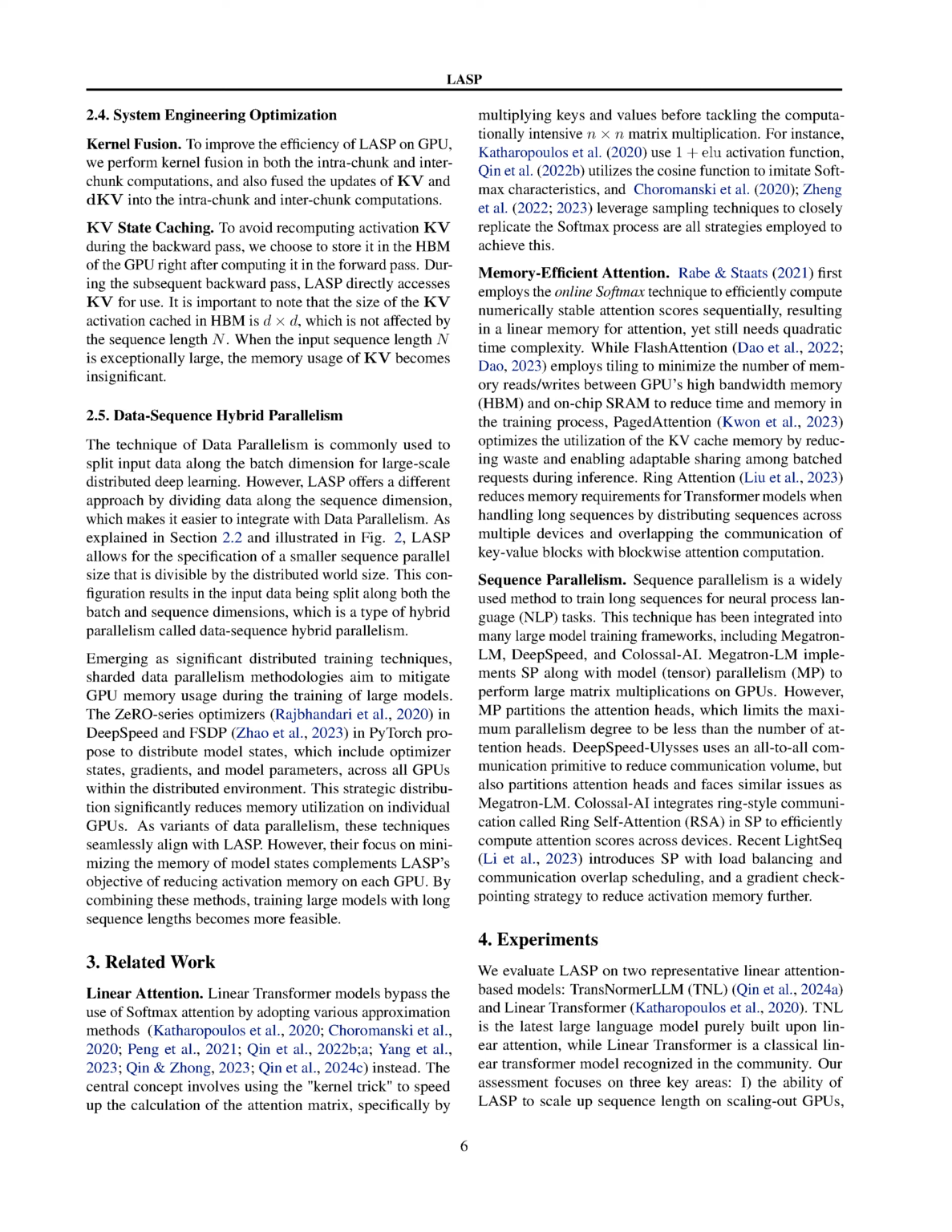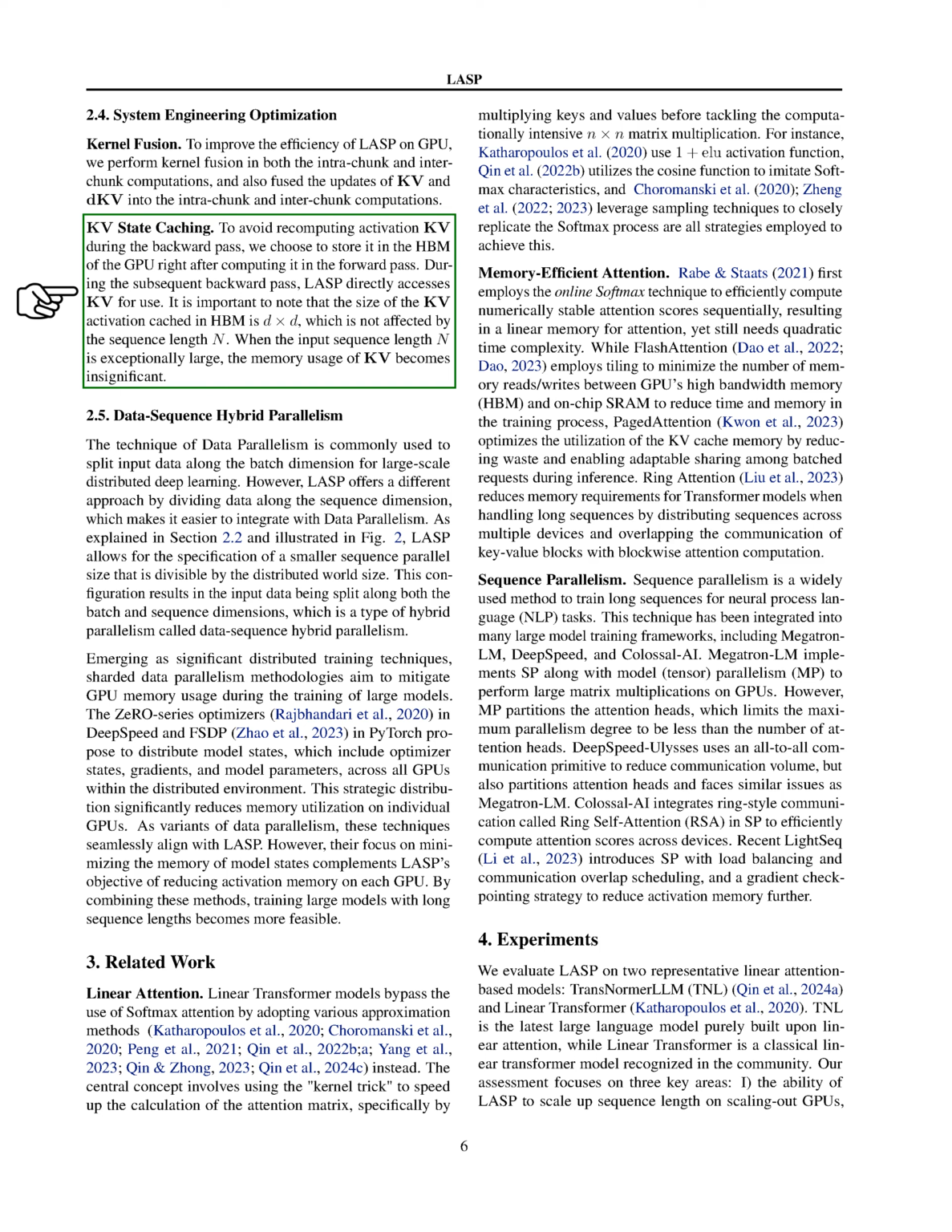Section Summary. In this section, we explore the backward pass of the LASP algorithm by analyzing the inverse procedure. We define dkv_t and examine the calculations for dq, dk, and dv in both intra-chunk and inter-chunk scenarios, highlighting the parallelization opportunities and communication requirements for efficient computation. Additionally, we discuss system engineering optimizations such as kernel fusion and KV state caching to enhance GPU efficiency and memory usage during the backward pass of LASP.